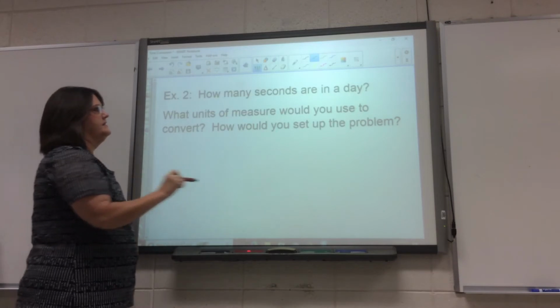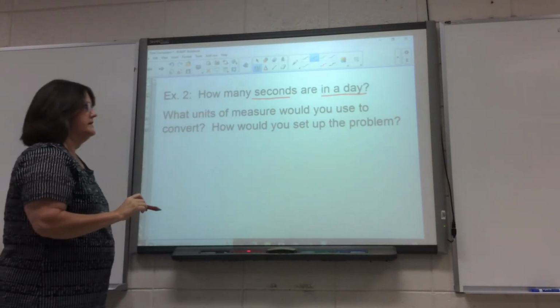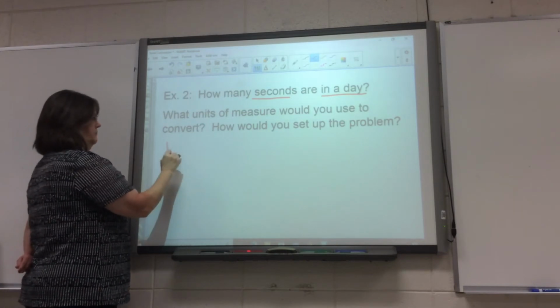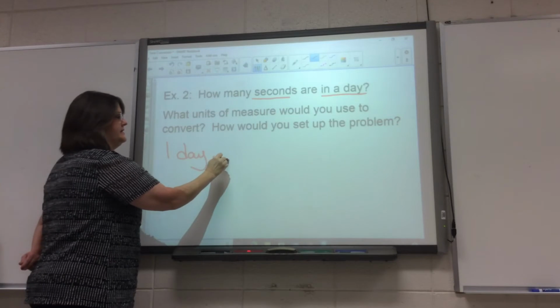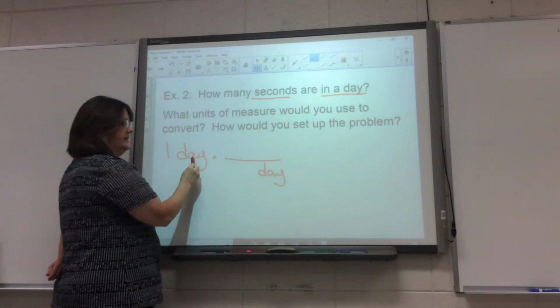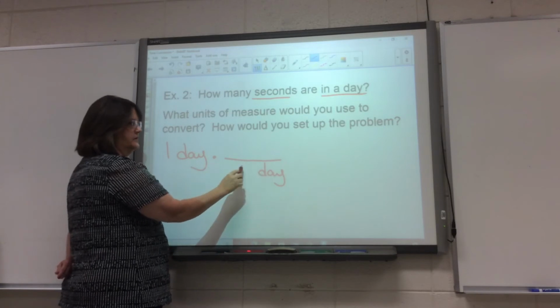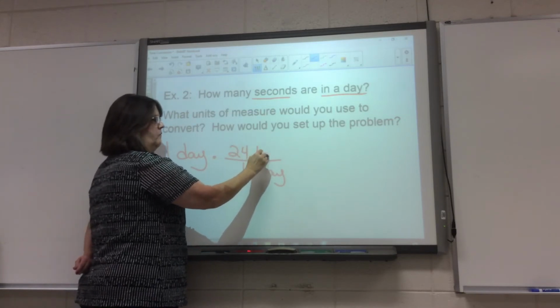How many seconds are in one day? So I'm starting now with 1 day. I'm going to go from days to hours. So I'm going to write day here, because day is here in the numerator, it goes to the denominator. How many hours are in a day?